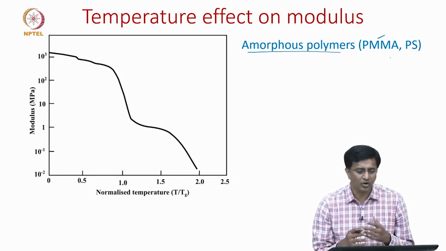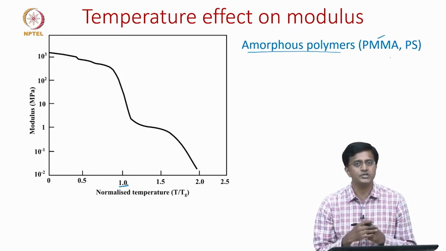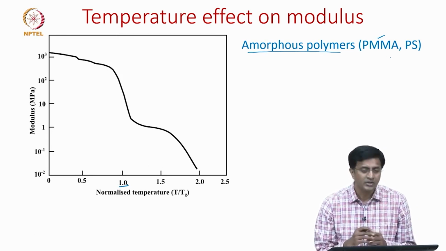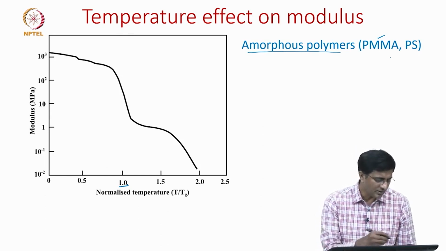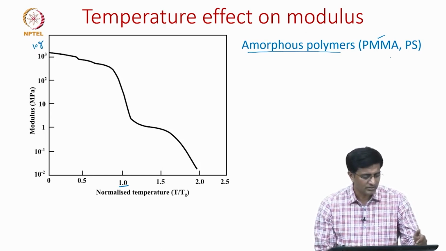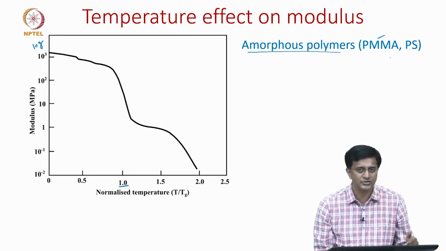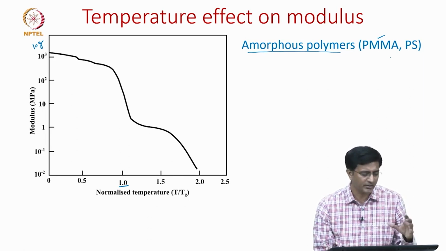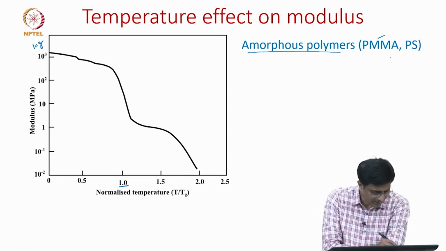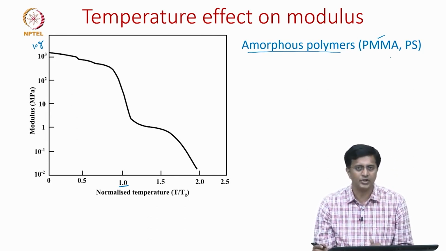As we just defined, normalized temperature is a better way to represent polymers, because then at 1 we know it is at glass transition and we expect some major changes to happen in the polymer. Bear in mind that the y axis here is a log scale. To the left we start close to 1000 megapascals and we reduce as much as 10 power minus 2, which is 0.01 megapascal or 10 kilopascals, and the temperature is in the range of 0 to 2 normalized temperatures, which is the ratio T by Tg.